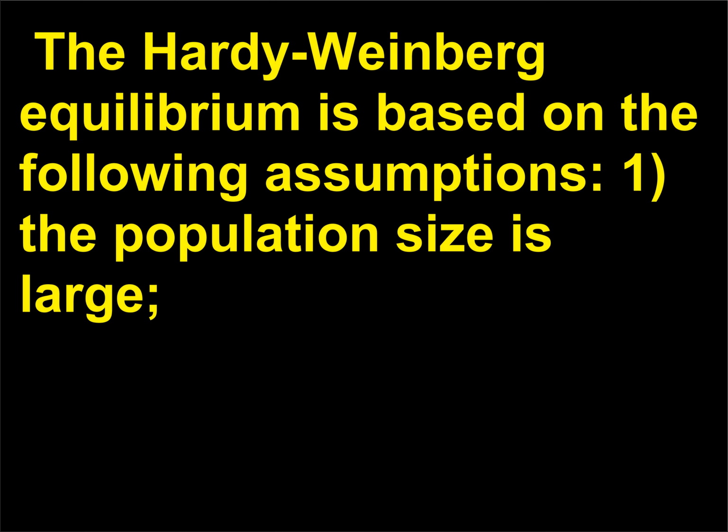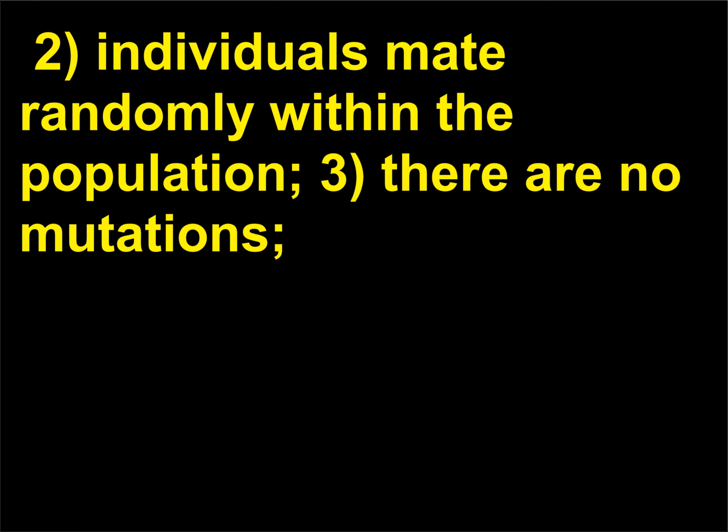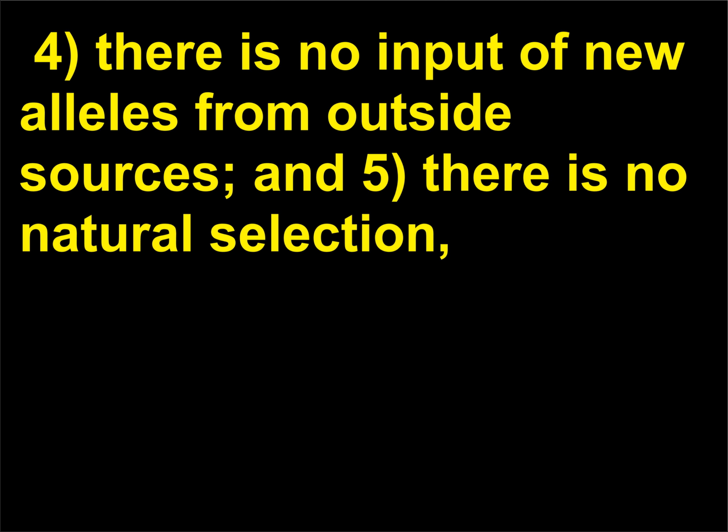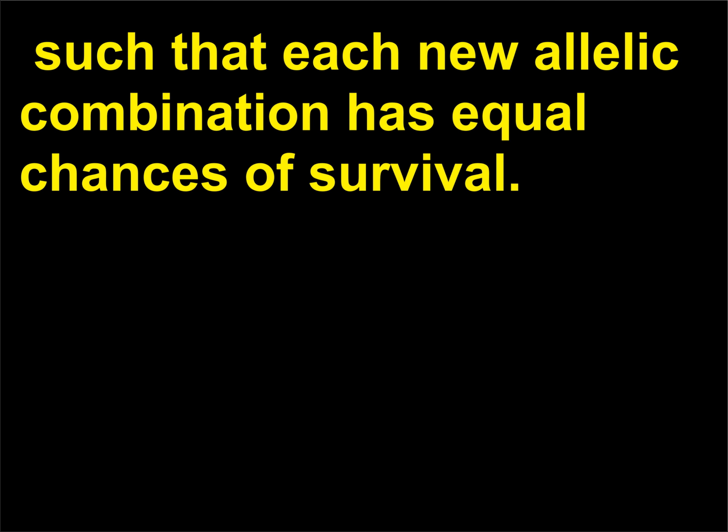The Hardy-Weinberg equilibrium is based on the following assumptions: 1. The population size is large. 2. Individuals mate randomly within the population. 3. There are no mutations. 4. There is no input of new alleles from outside sources, and 5. There is no natural selection, such that each new allelic combination has equal chances of survival.